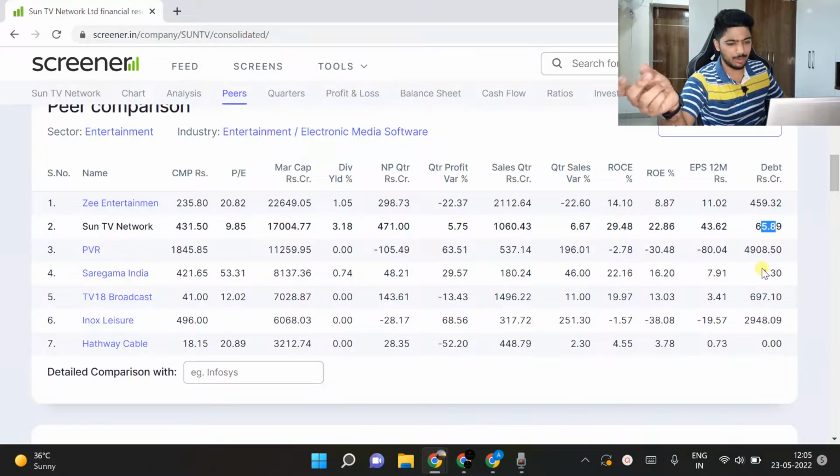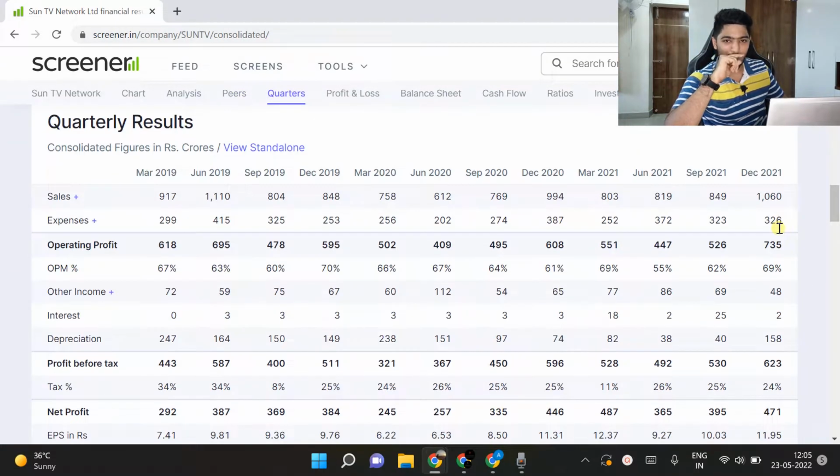One other, I have not heard this name itself, so let's leave it. Other Zee Entertainment, PVR, Inox, these are big players. And see, debt is only 65 crores. According to the company, that's low. Yeah, that actually stood out. One more interesting fact is coming up. Wait and watch.